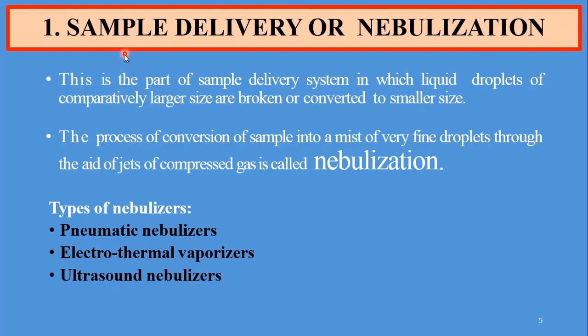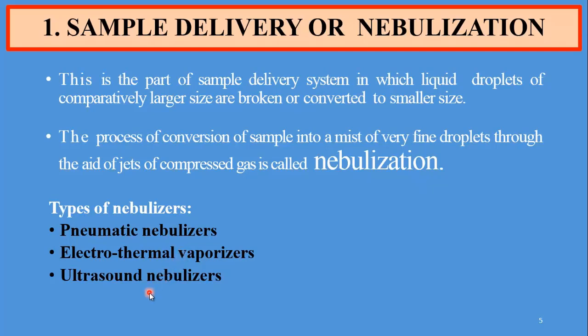Sample delivery system, the first component of the flame emission spectroscope. This is the part in which liquid droplets of comparatively large size are broken or converted into smaller size. The process in which the sample changes into a mist, a very fine droplet, with the aid of compressed gas, is called nebulization. And there are different types of nebulizers used for this purpose: pneumatic, electrothermal, and ultrasonic nebulizer.